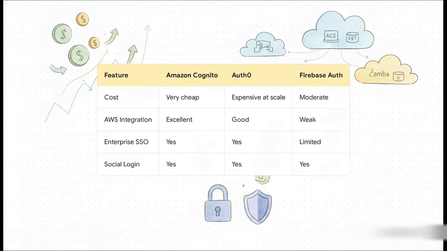Now, services like Auth0 and Firebase Auth are fantastic, make no mistake, but Cognito has two superpowers. Its cost, which is incredibly cheap, especially when you scale up, and its integration with the rest of AWS, which is just seamless. It's second to none. If you're building on AWS, Cognito just feels like it belongs.